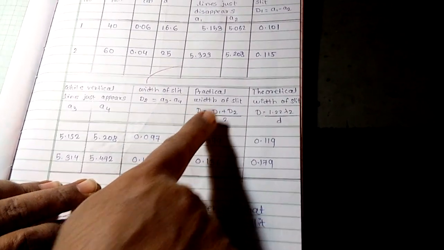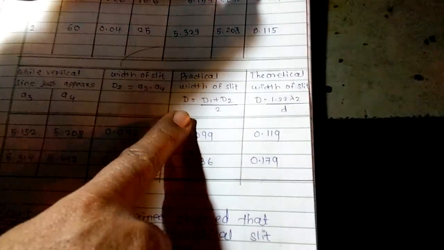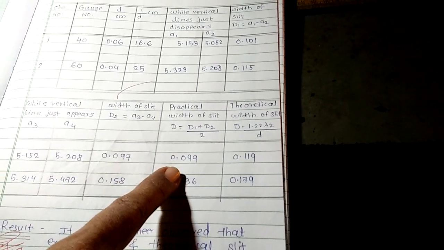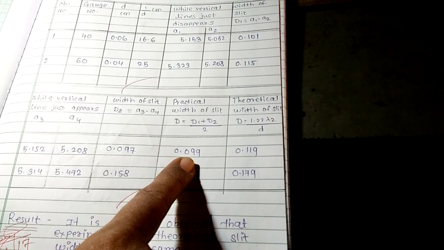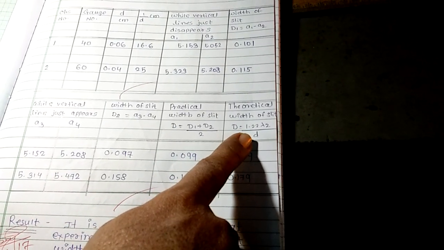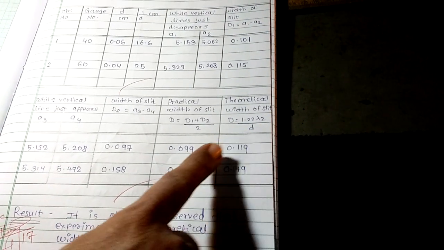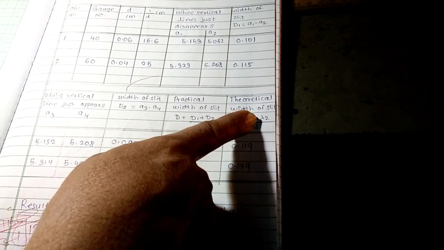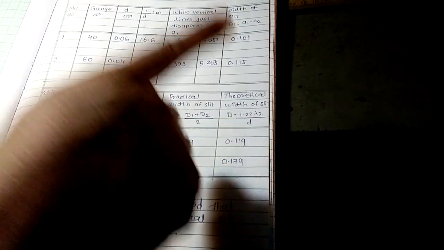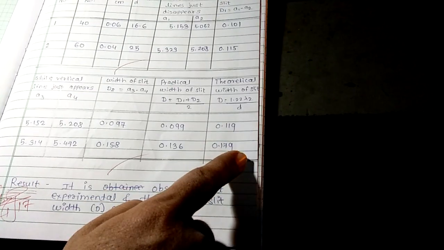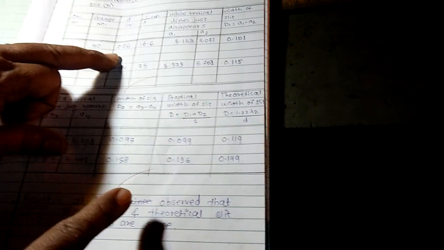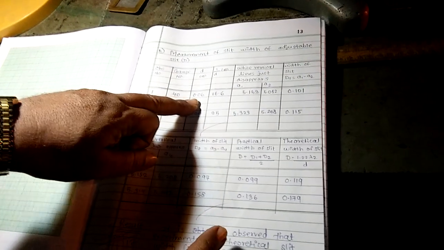The practical slit width D is equal to (D1 plus D2) upon 2. That is the mean slit width you are getting practically for the wire gauze of 40. Theoretically, you have to do the calculation by using the formula 1.22 lambda z upon d. Here lambda is the wavelength of the sodium source, 5893 angstrom units. Z is the distance which you measured from the telescope to the wire gauze. You have to substitute that Z, and small d is already given to you.